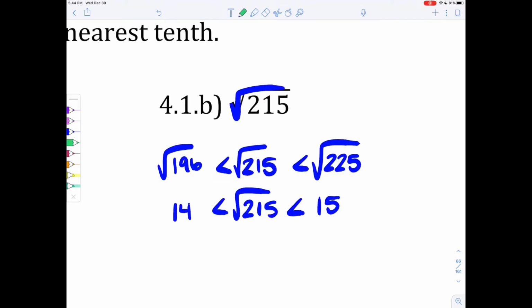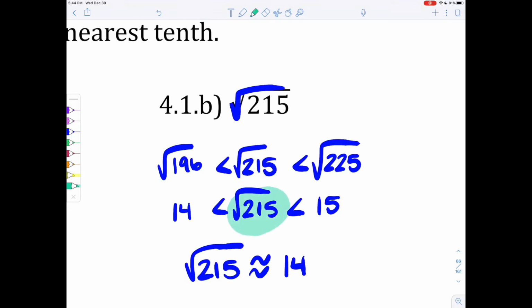And again, looking to see what's closer. So I know that the square root of 215 is approximately equal to 14 point something, because it's somewhere in between. But what is it going to be closer to? Well, I see that 215 is about 10 away here, and on the other side it's further than 10. So I would say probably closer to 14.7. Okay.